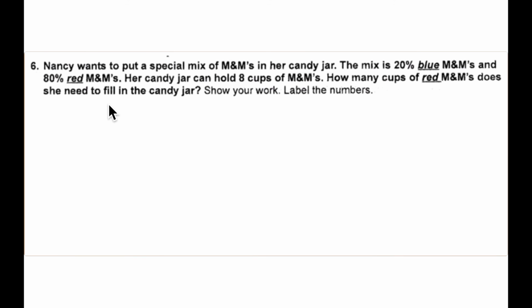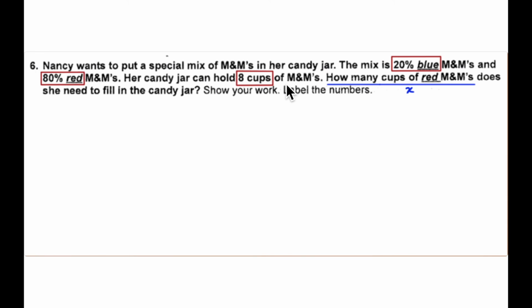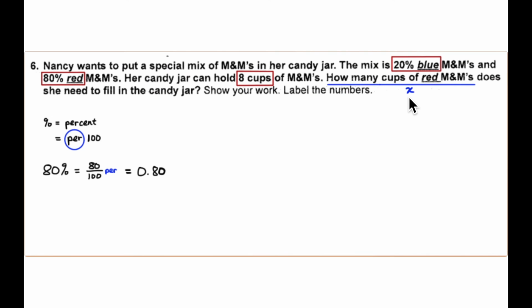In the 6th problem, Nancy is making a special mix of M&Ms, 8 cups of M&Ms. 80% of those M&Ms are red M&Ms, and 20% of those M&Ms are blue M&Ms. So how many cups of red M&Ms does she need? That's the x. How many cups of red M&Ms? So remember, percent, once again, means per 100. So 80% means 80 per 100. And written as a decimal value, it's 80 hundredths.